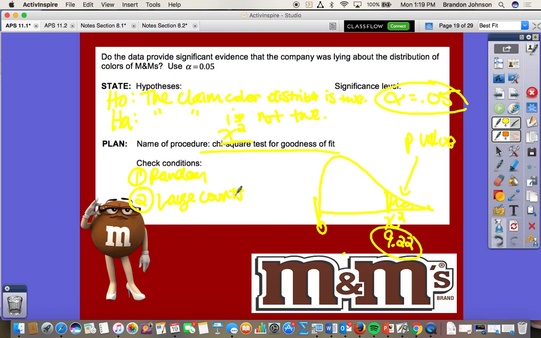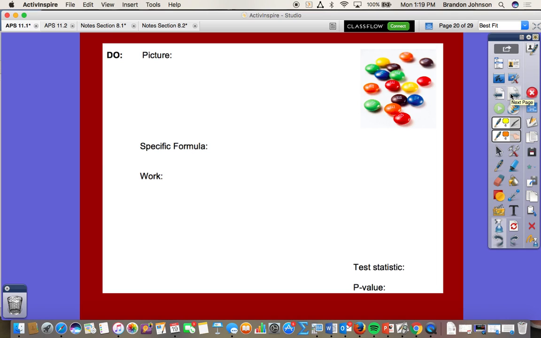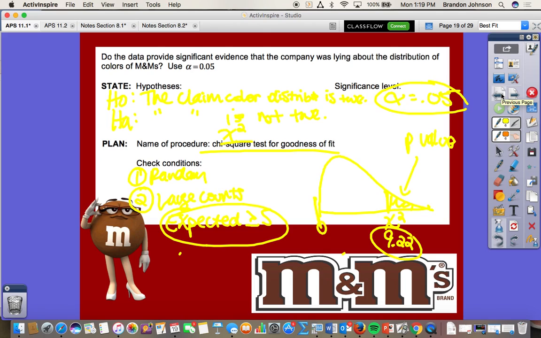Random, obviously, is stated. How do we know something is large counts? They're all greater than 5. Expected counts must be greater than or equal to 5. I would make a sentence about that, just like you did with random. Questions on that? Cool. Go ahead, Ella. Can you please go back? So again, we check the conditions of random and large counts. Remember, this is goodness of fit, section 11.1b, just a heads up.